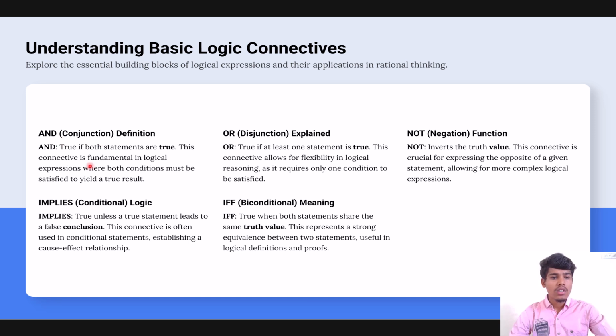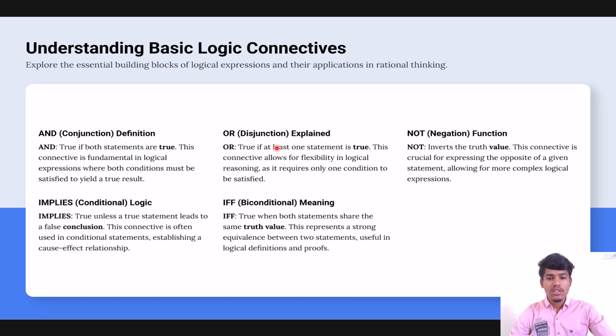And, conjunction. And is true if both statements are true. This connective is fundamental in logical expressions where both conditions must be satisfied to yield a true result. Implies is true unless a true statement leads to a false conclusion. This connective is often used in conditional statements, establishing a cause-effect relationship.